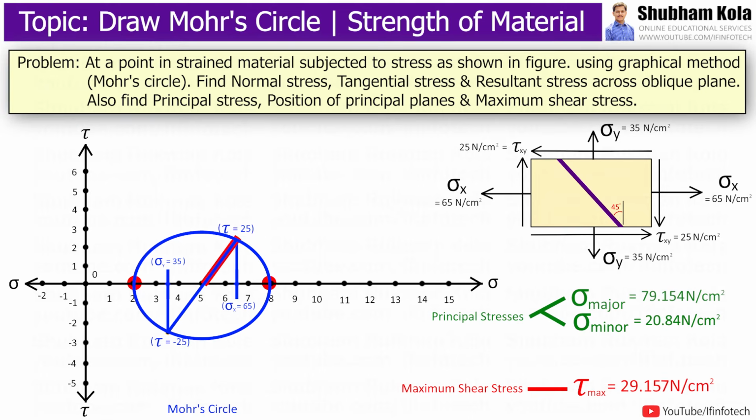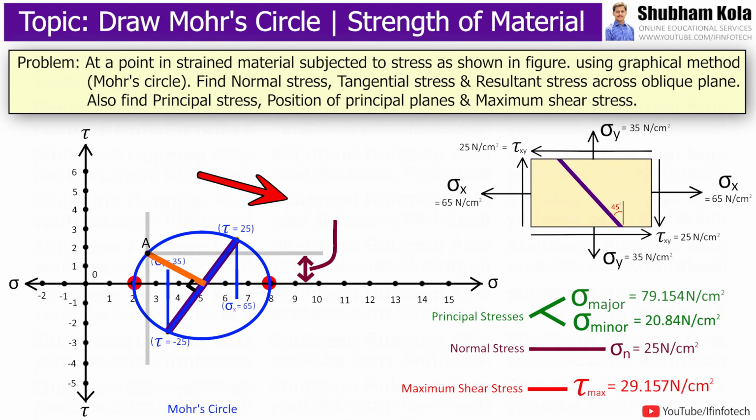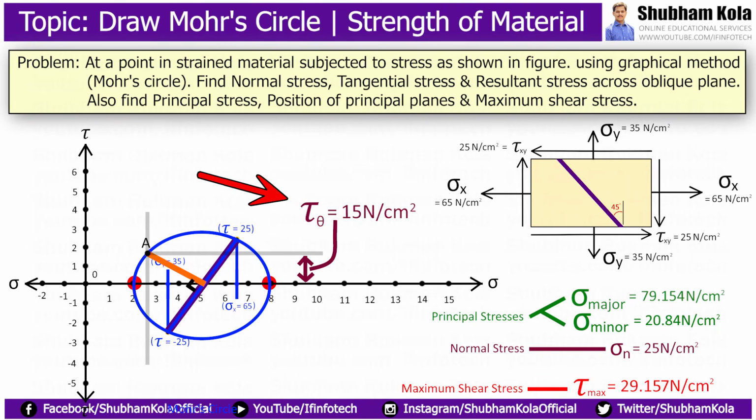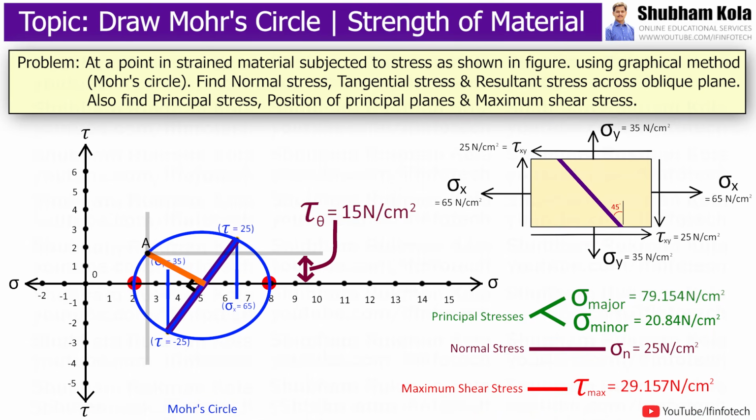Now to find the normal stress and tangential stress on the 45-degree inclined plane, I will draw an inclined line where my angle is 2 times theta, and here theta is 45 degrees. Therefore, the line is inclined at 90 degrees to this plane, and I will draw one perpendicular line passing through point A. This distance is nothing but my normal stress value on the 45-degree inclined plane, which equals 25 Newton per centimeter square. And this distance is my tangential stress on the 45-degree inclined plane, which equals 15 Newton per centimeter square.